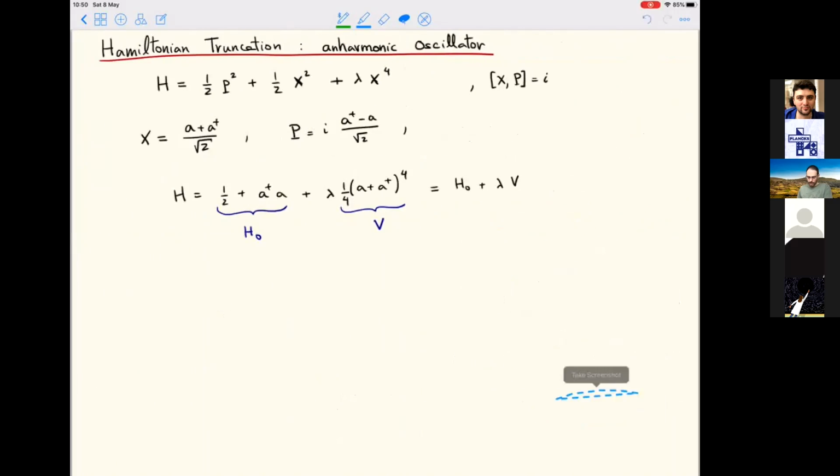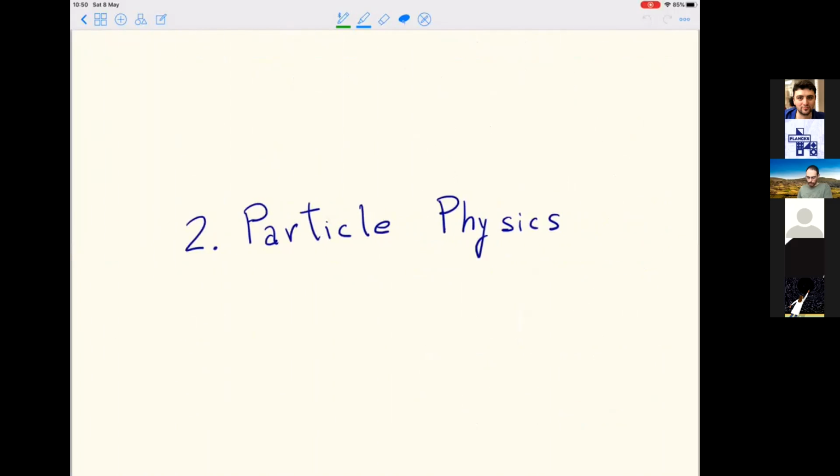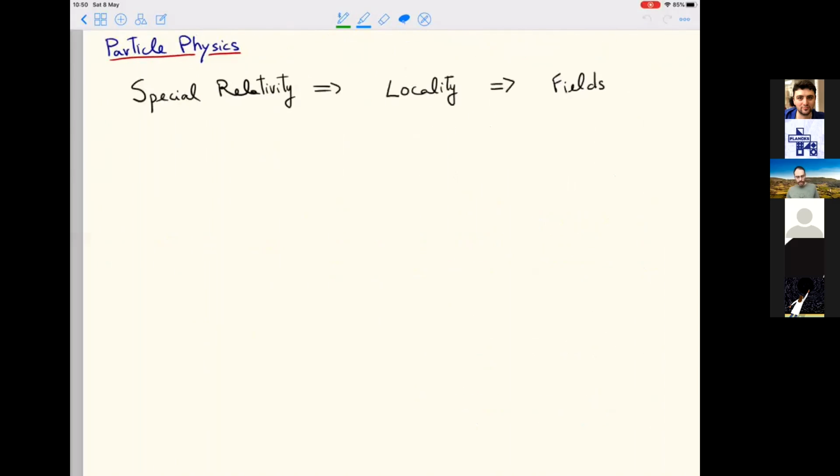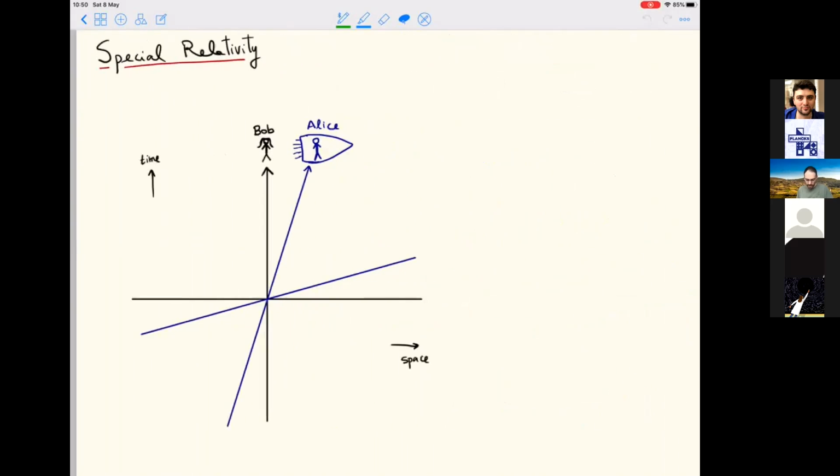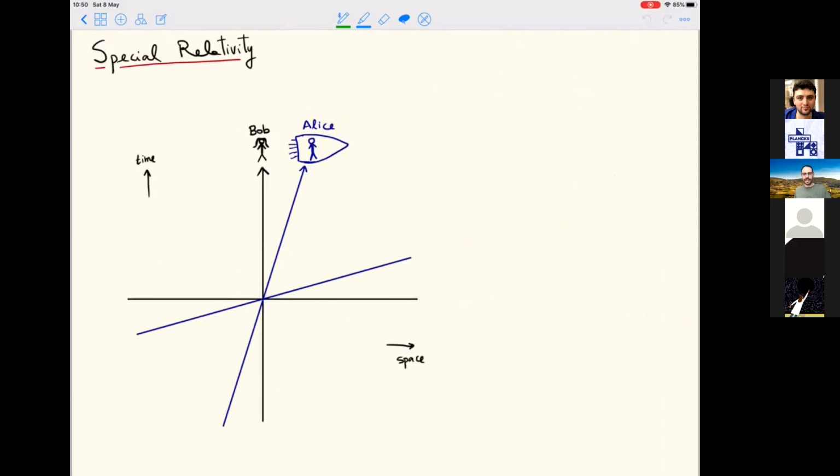Okay, so let me go to particle physics. So here, particle physics is basically fields appear because special relativity doesn't allow action at a distance. And here I actually made a few pictures which should be understandable by the beginners. So it might bore the advanced students, so I'll try to go fast unless you ask me questions.